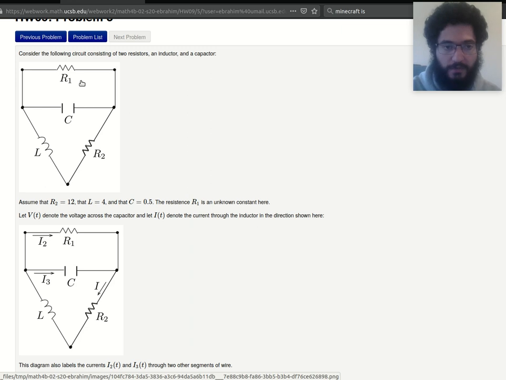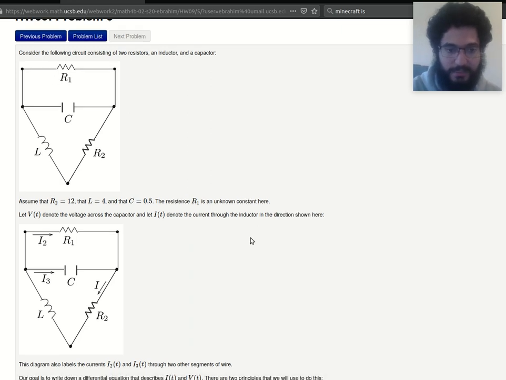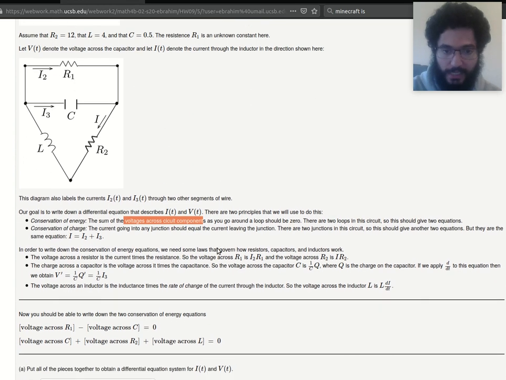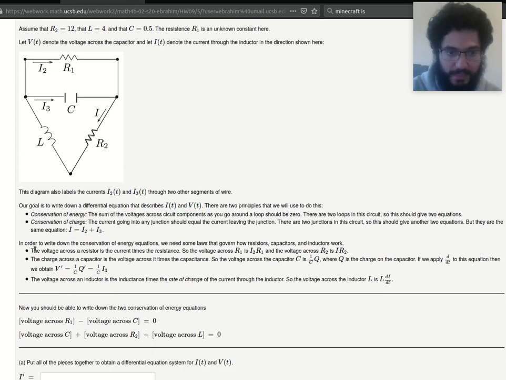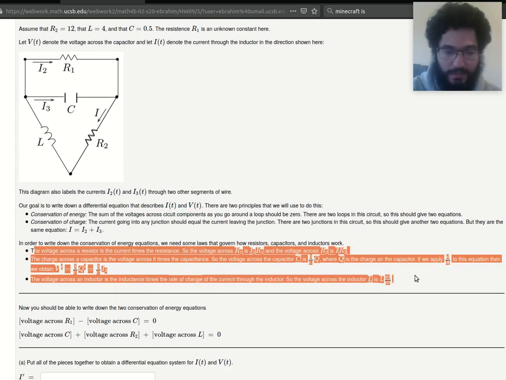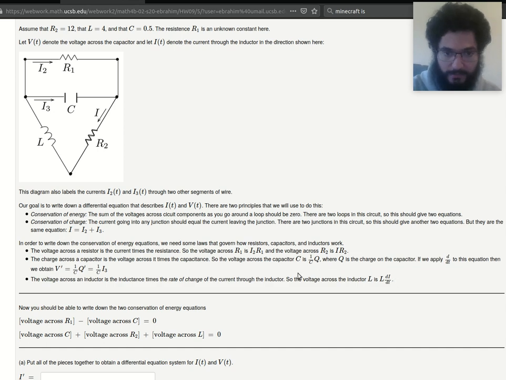Okay, but you may have forgotten by now how to get the voltage drops across individual components. You can check in the book, or I hope that the notes I'm giving you here are enough to remind you how that works. So for example, you would use Ohm's law for the resistor, and so on.